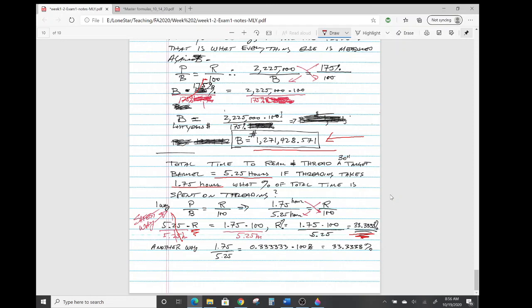Now, another way to do this is just divide 175 by 525, the shortcut way. I would suggest you go back and use this formula until you get used to doing these things. You set these up, you'll know what you have, you'll know what you don't have. You have the time to thread it, total time to finish it, you're solving for this, you know that stays constant. This is the safest way to do it.